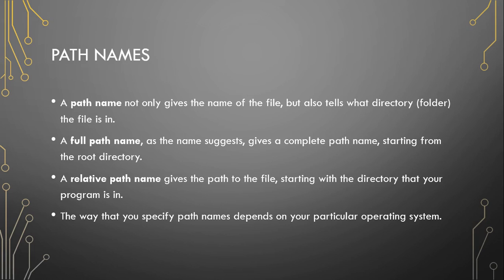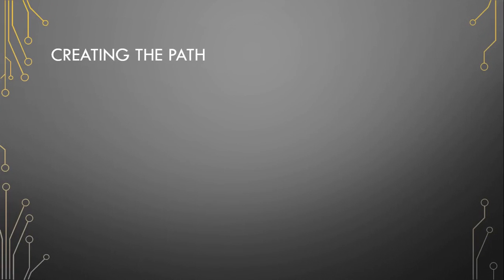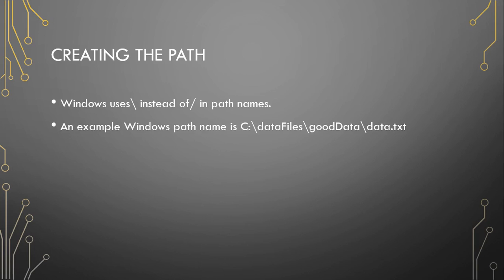Windows-based operating systems are slightly different from Unix. Since we're primarily working in a Windows environment, we're going to look at that one. Unix is really not that much different; it's just how the slashes are arranged. So if we talk about creating the path, the first thing to know is that Windows uses the backslash. That's the big thing to know here in path names. If you ever had to path it out, you'll see that it's like that. So a quick example of a Windows path name would be something like C:\datafile\gooddata\data.txt.